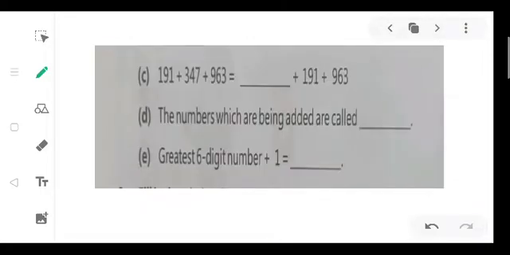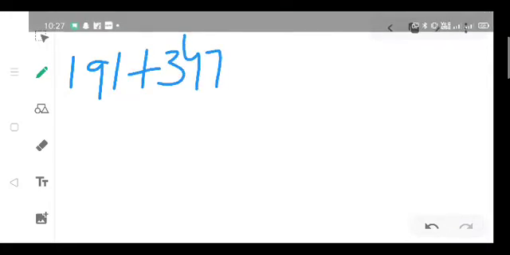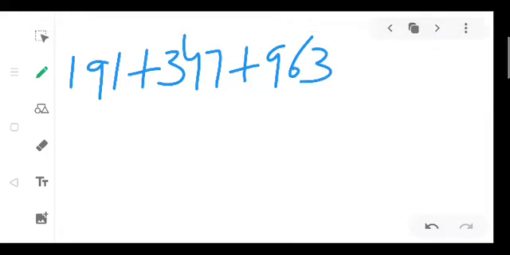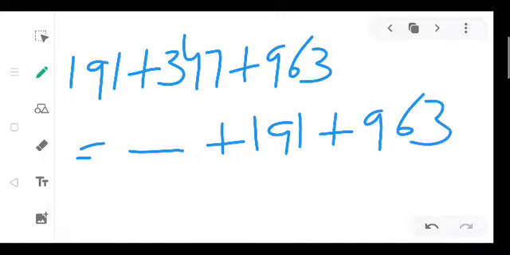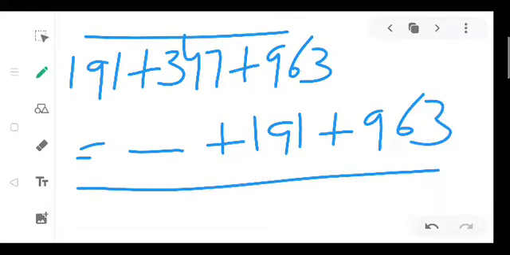Now third is 191 plus 347 plus 963 is equal to dash plus 191 plus 963. Here we will apply the second property of addition. This is the left hand side, this is the right hand side. And how will both sums remain the same?